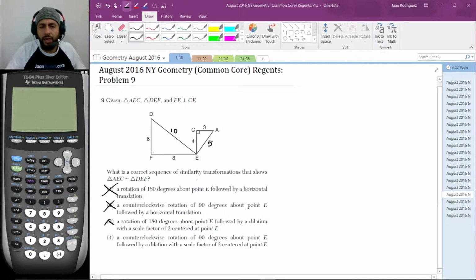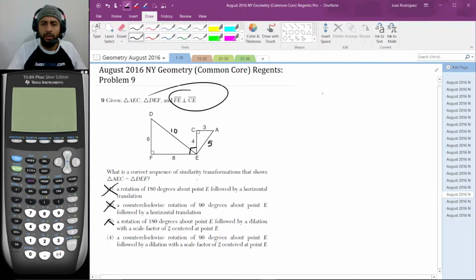A counterclockwise rotation of 90 degrees. I see that this is a 90-degree angle. They told me that these two are perpendicular, so that's a 90-degree angle. So the rotation has to be 90 degrees to get triangle AEC to fit on top of triangle DEF. So, counterclockwise rotation of 90 degrees.